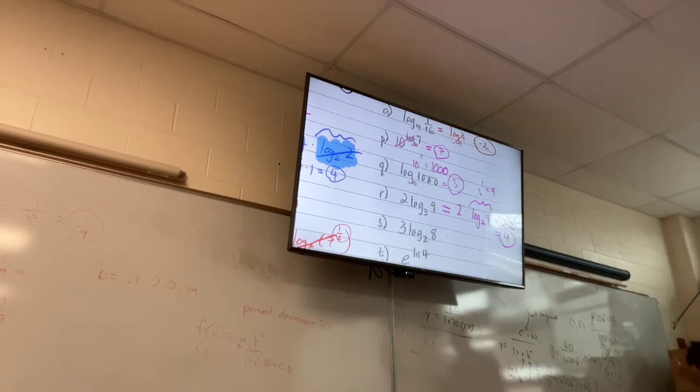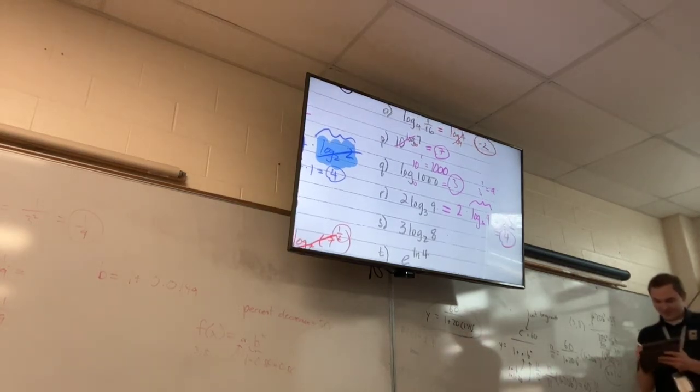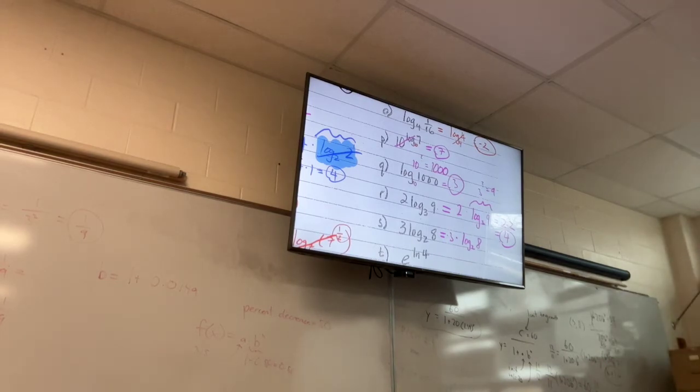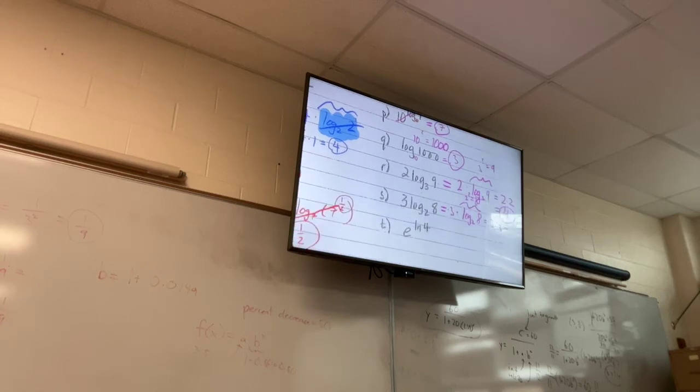Here we go, Maddie. This equals 3 times log base 2 of 8. What's log base 2 of 8? Yeah, good job. This log here, log base 2 of 8, that's the same as saying 2 to the what equals 8. And that what is 3. 2 cubed equals 8, okay? So we have 3 times 3, which equals 9. Final answer is 9.